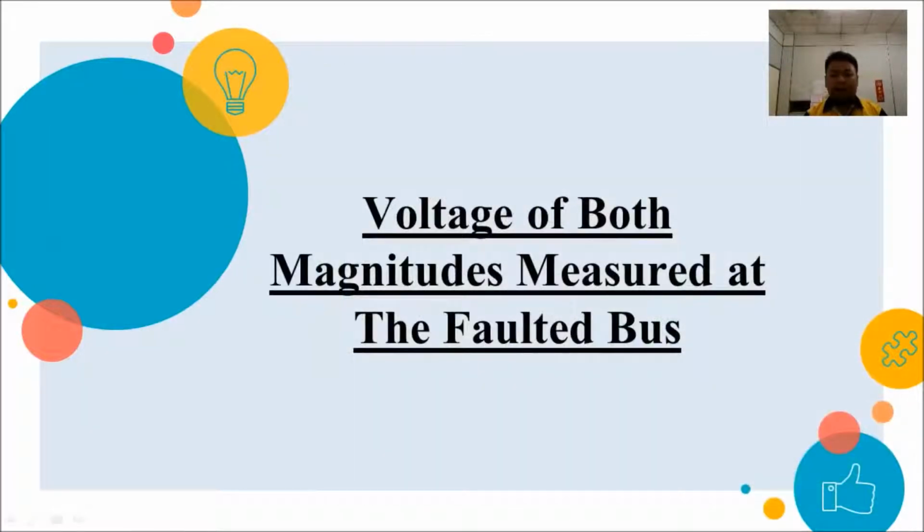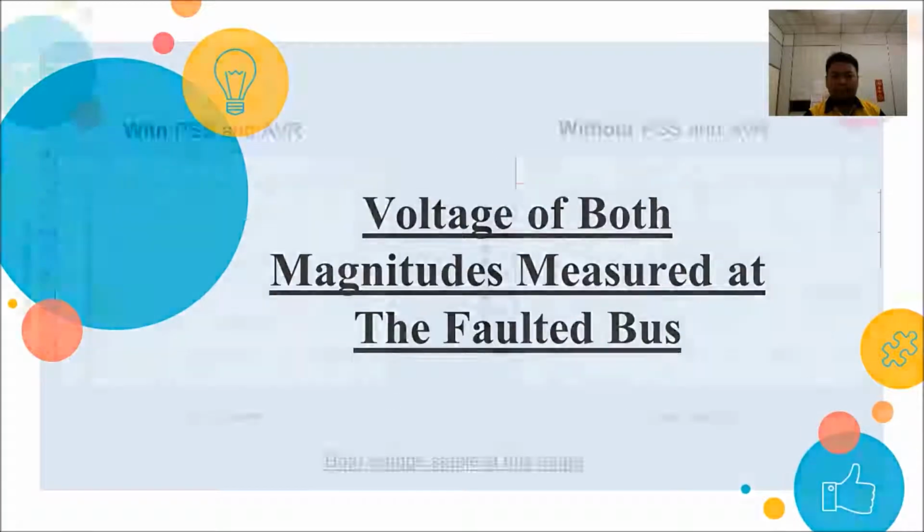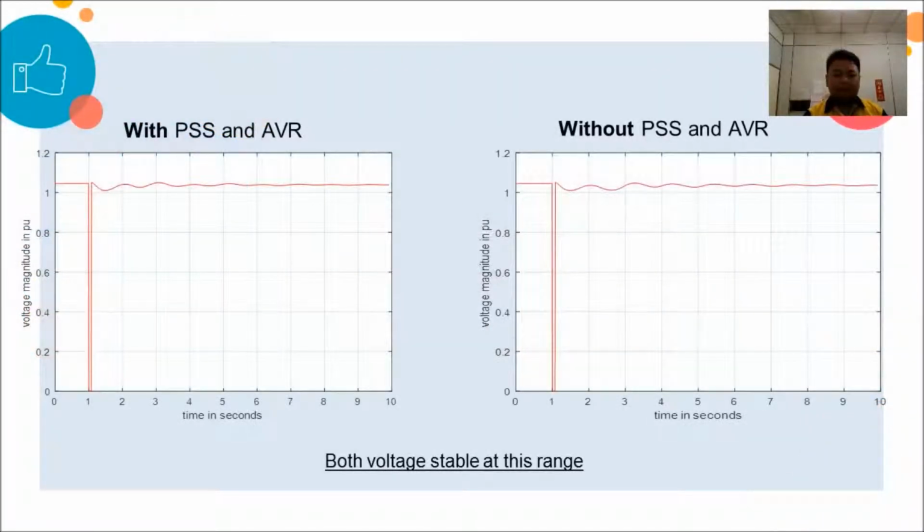For the voltage magnitude measured at the fault bus, with PSS and AVR, the voltage stabilizes at around 7 seconds from the start. Without PSS and AVR, the stabilized voltage starts at around 8 seconds.